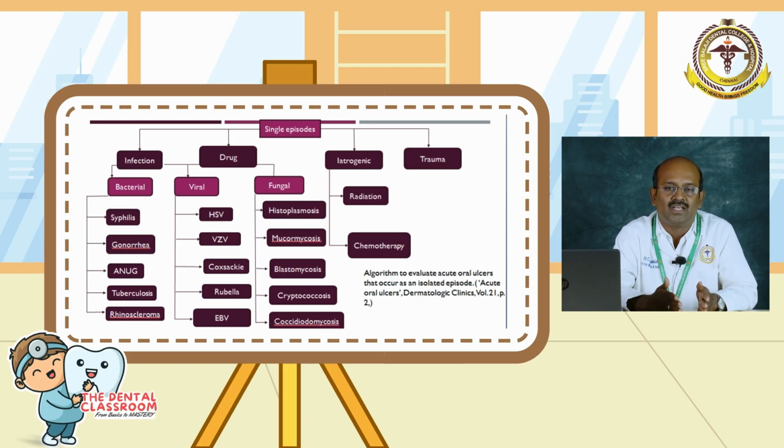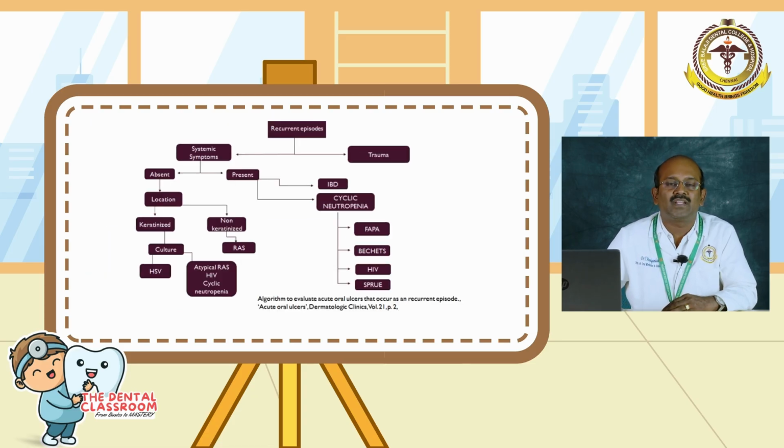Next, we'll move on to drugs. Any drug the patient has taken may have caused the ulceration. The last part is the infectious ulcer. In infection, we can again think of bacterial, viral, fungal. In bacterial, we get syphilitic ulcer, gonorrheal ulcer, ANUG, tuberculosis. In viral, we get HSV, that's herpes simplex, varicella zoster, Coxsackie, rubella, Epstein-Barr virus. In fungal ulcers, we get histoplasmosis, mucormycosis, blastomycosis, cryptococcosis, and coccidioidomycosis.